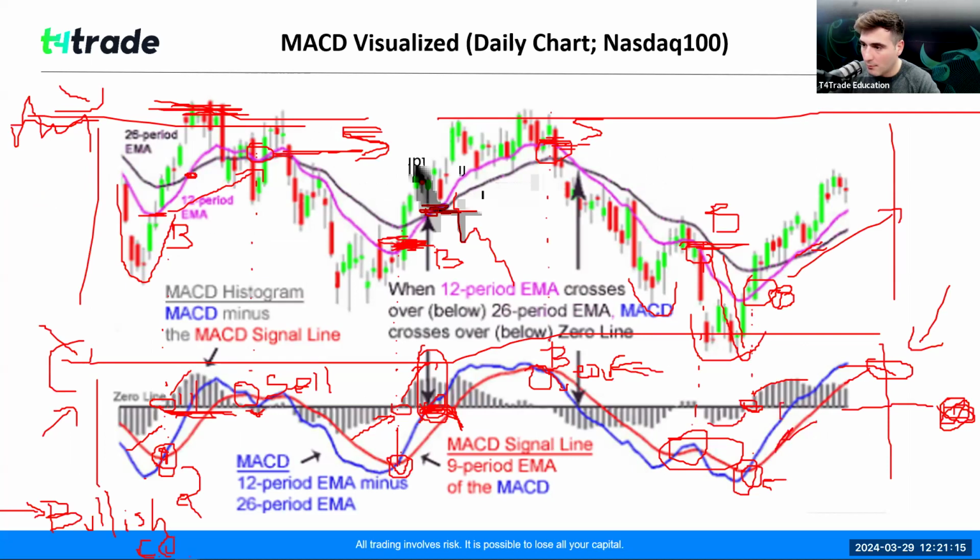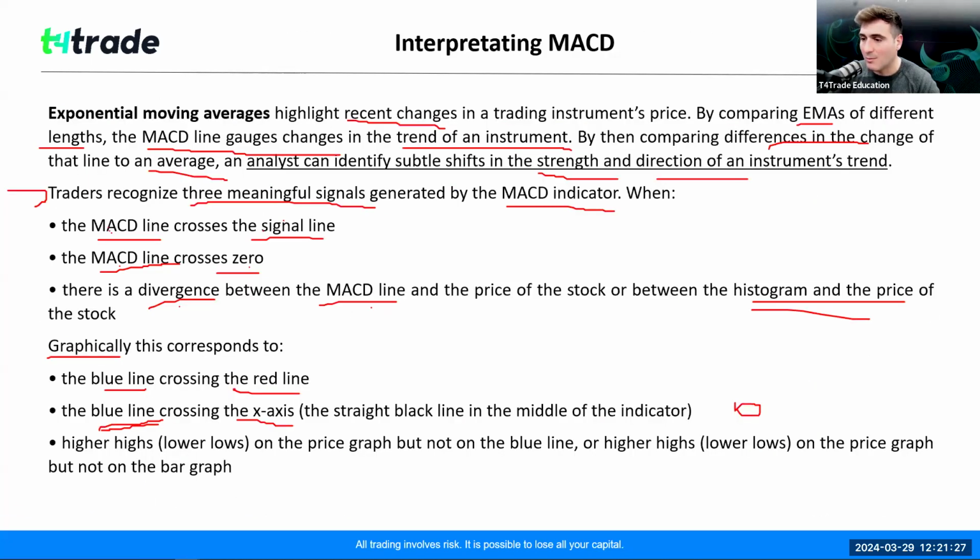The MACD line crosses the zero line. MACD crosses zero. We don't care about the signal, we care about the MACD line, the blue line crossing the x-axis, the threshold. This is the second signal. This is how you can visualize this graphically.